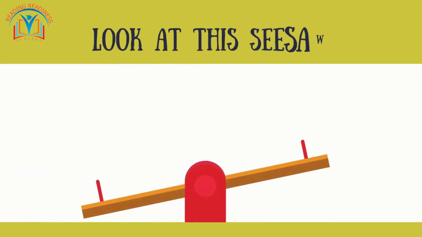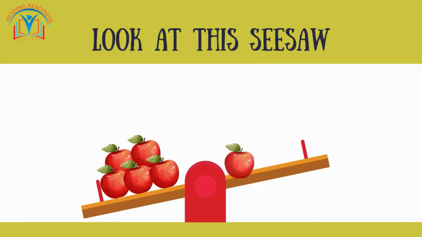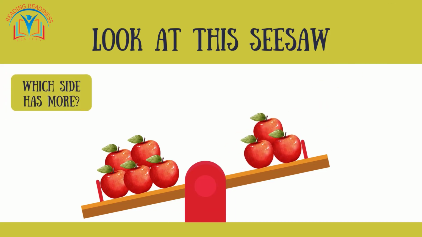Easy, right? Look at this seesaw. One side has 5 apples. The other has 3. Which side has more? That's right, 5. 5 is greater than 3.